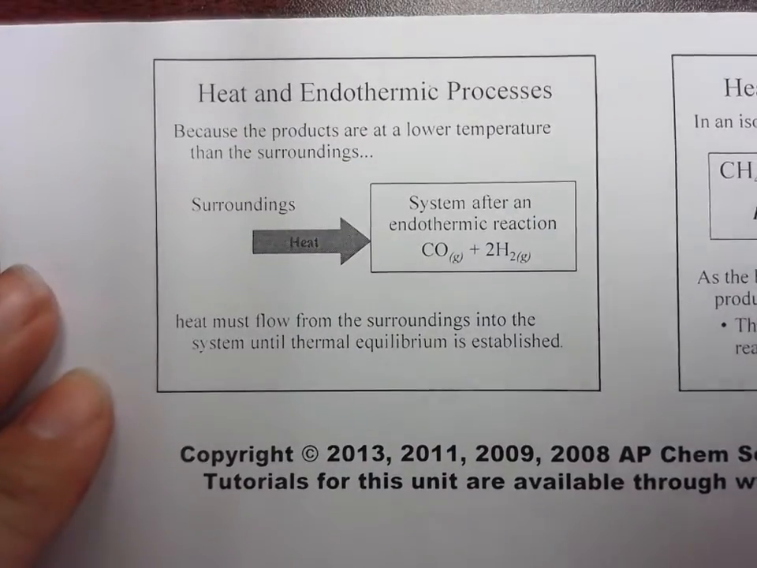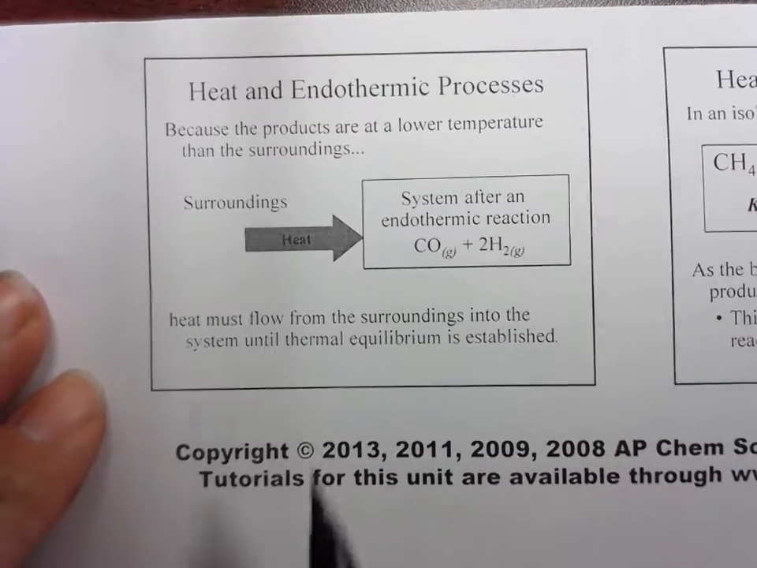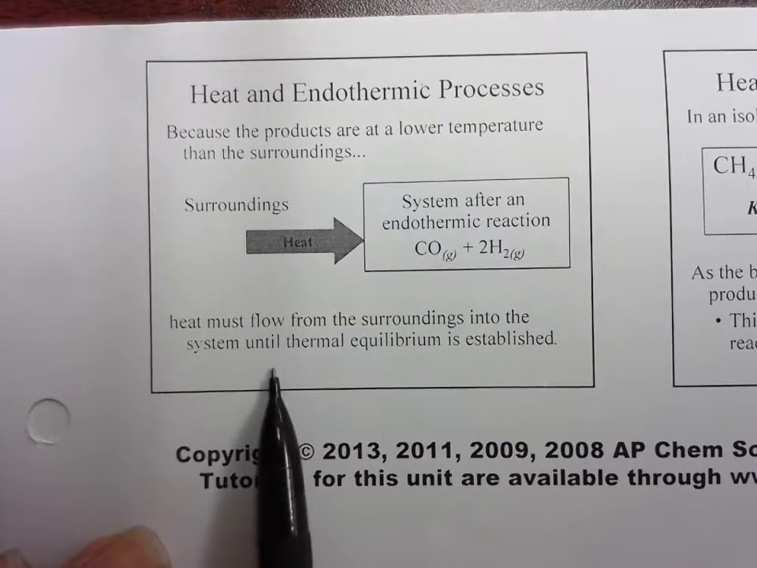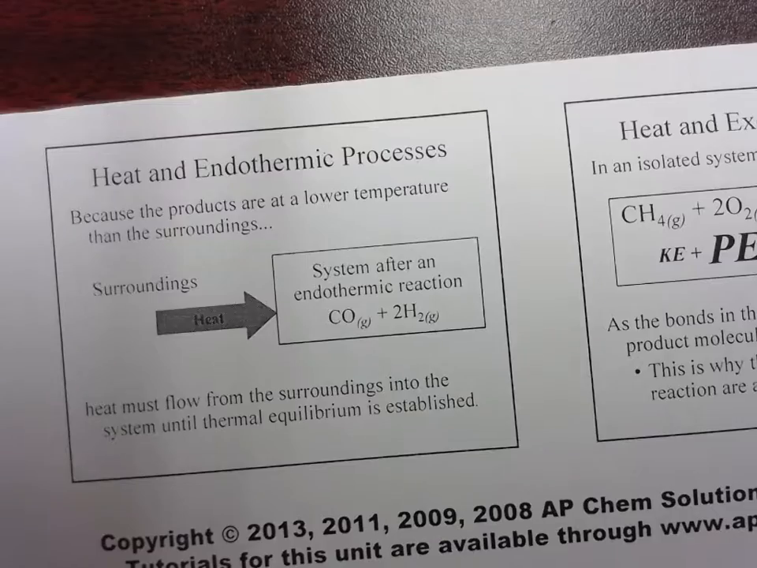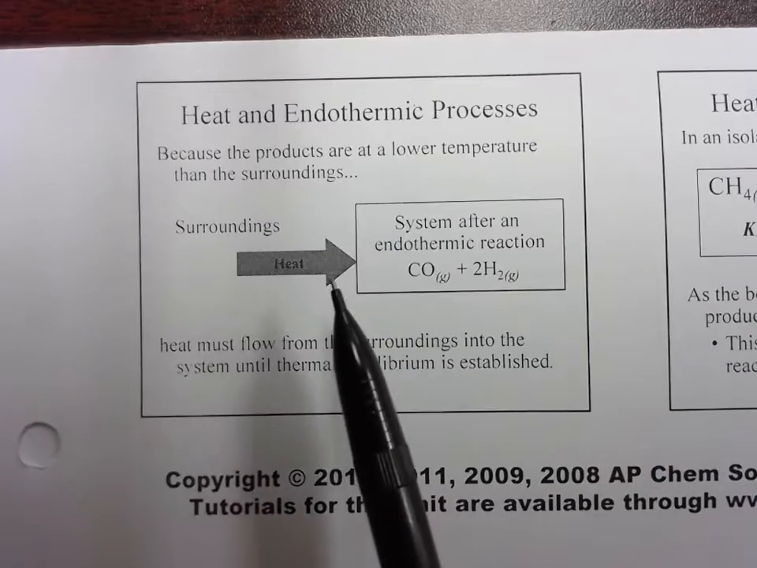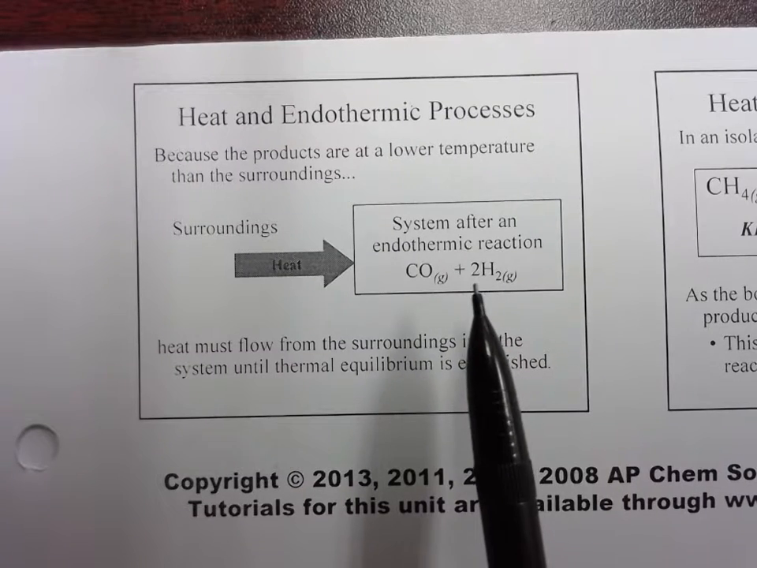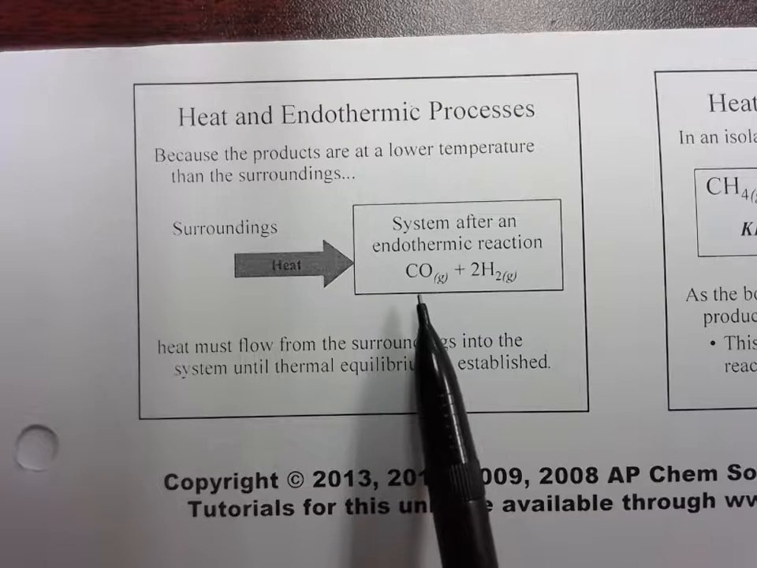Okay, so if we're still in our endothermic process, because the products are at a lower temperature than the surroundings, the heat is flowing from the surroundings into the system, until you reach that thermodynamic equilibrium, that thermal equilibrium. So all of this energy that gets absorbed ends up locked between the bonds, the CO bonds and those H2 bonds. All the energy that gets taken in gets locked up in the bonds of the products.